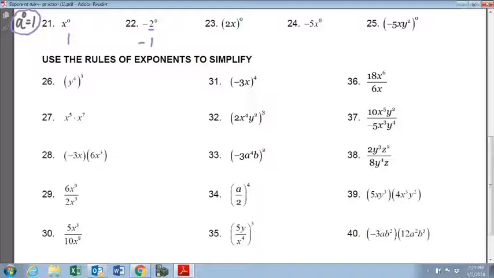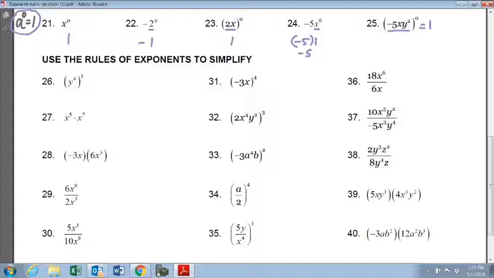On number 23, our base is everything inside the parentheses. And so any base to the 0 power is 1, so this is 1. On number 24, it's x is my base, so x to 0 is 1. Notice we're going to have negative 5 times 1, so we get negative 5. And finally on number 25, my base is everything inside the parentheses. Any base to the 0 power is 1. And so that's what we're going to get here.